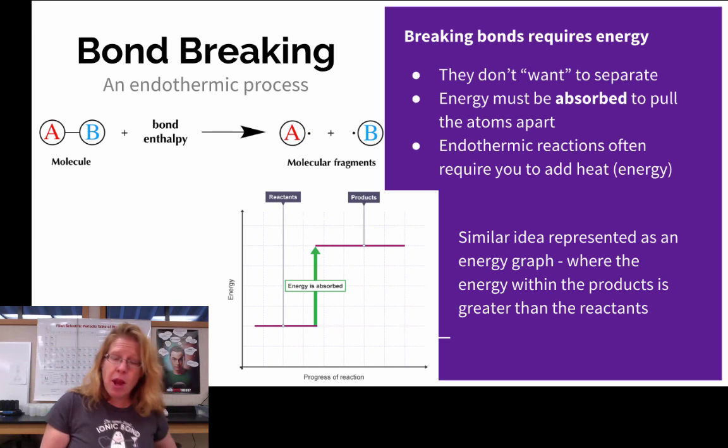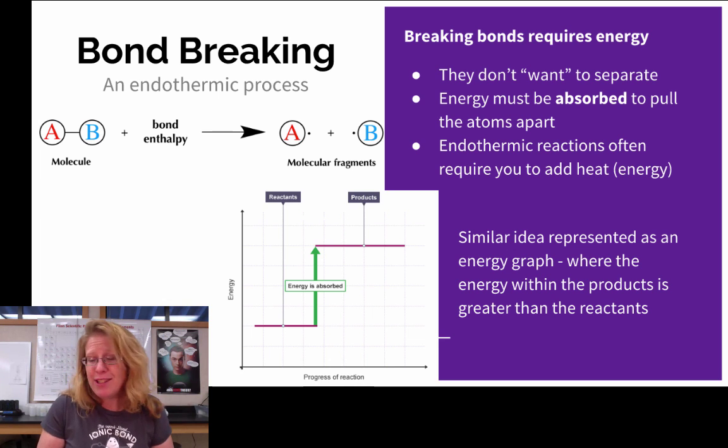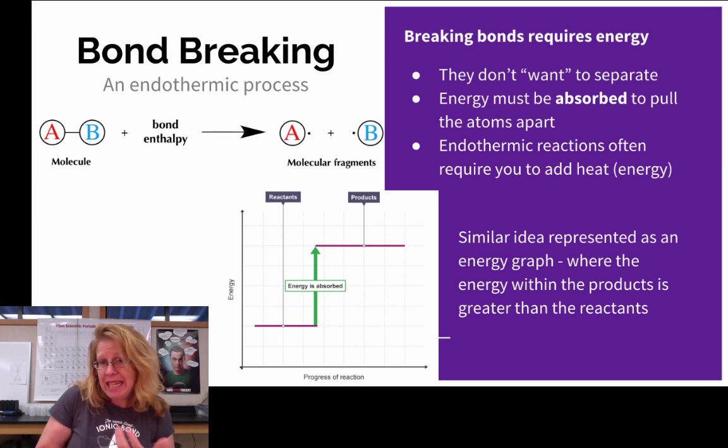On the opposite side, breaking bonds, getting atoms to come apart, is actually endothermic. We have to put energy into a system. In a sense, we have to crack those atoms apart. They want to be together, and we have to invest energy into that system to get them to come apart. A lot of times we can invest that energy in the form of heat. Heat is a type of energy.